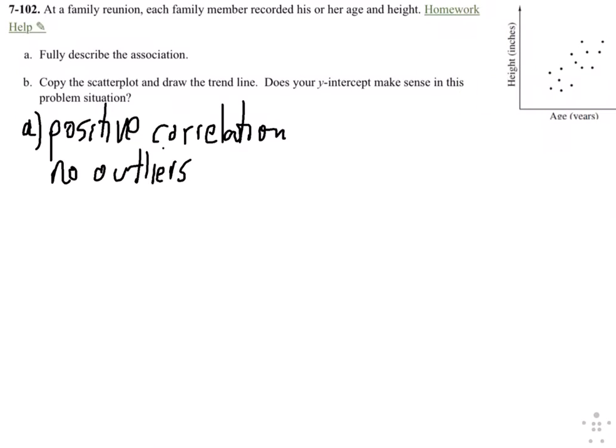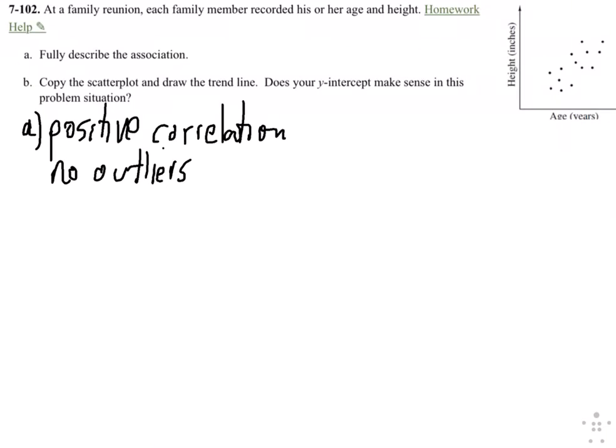And I'm okay if you don't state exactly how much the association is or the correlation. As long as you say it's positive or negative or no correlation, I'm fine with that. B asks us to copy the scatter plot and draw a trend line. And then it asks, does your y-intercept make sense in this problem situation?